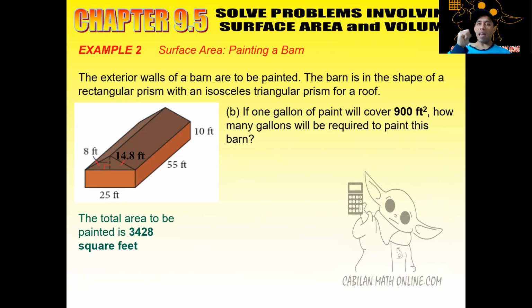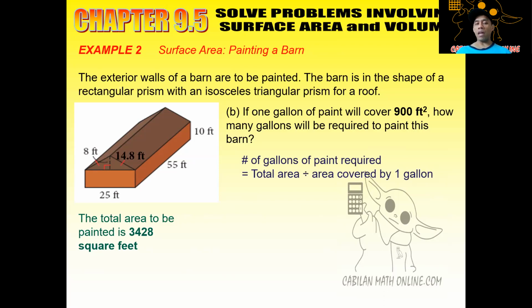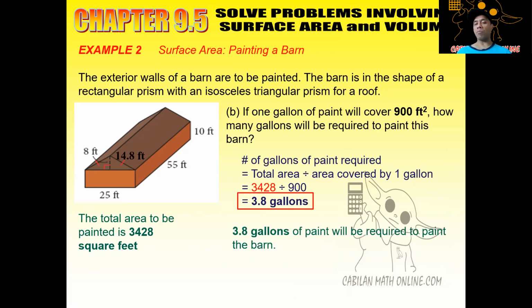Well, it tells us that 1 gallon covers 900 square feet. So the fastest way to do this here is to take the total surface area and divide it by how much the 1 gallon of paint will cover. Okay, and the way we do that again is to divide those two numbers. So what we will have here will be 3,428 divided by 900. So this is going to tell us that we will require 3.8 gallons of paint in order to cover this barn. All right. So you notice that this is now the extension part of the question, just understanding the steps required to actually answer the question that's being asked here.